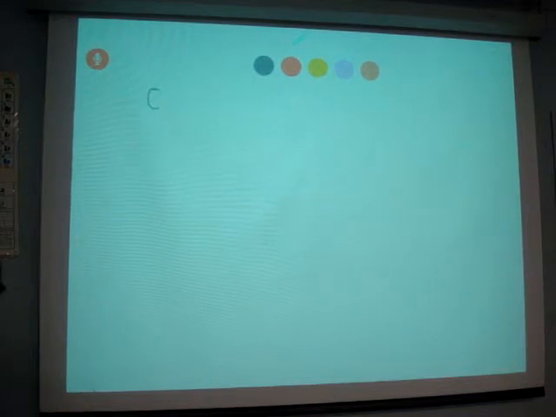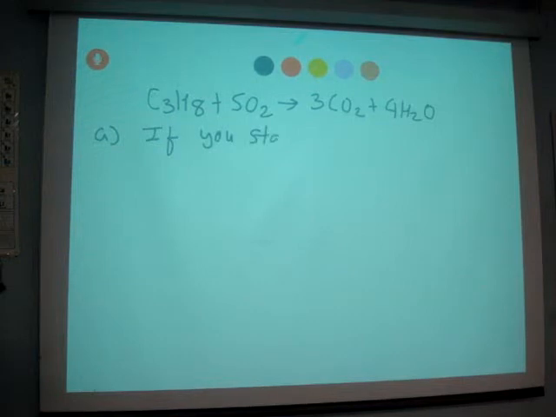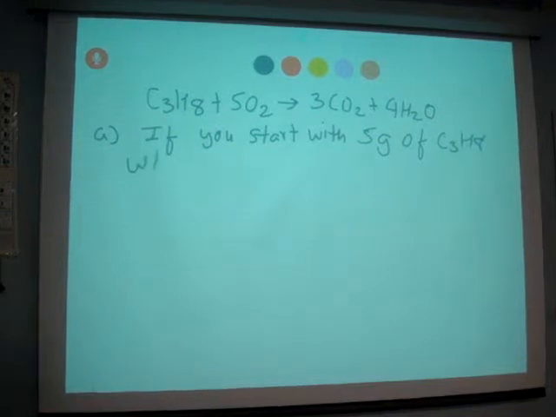Okay, I'm going to give you guys one more example, on percent yield. So if you have C3H8, which combusts in the presence of oxygen, it gives 3 moles of CO2 and 4 moles of H2O. And if you start with 5 grams of C3H8, what is the theoretical yield?